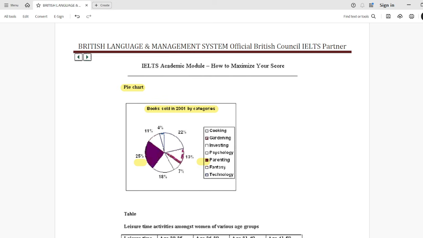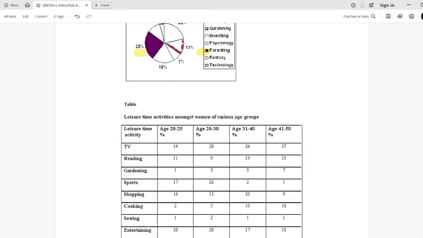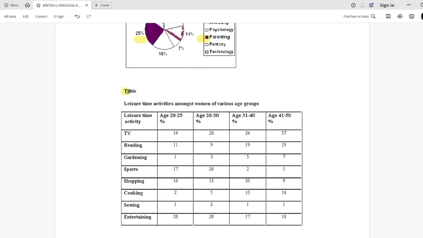Next we have a table that is also a very important part of your IELTS exam. Again here you can see these are the leisure time activities among women of various age groups, and age groups starting from 20 ending at 50, and there are different categories. You have to write down the start. It can be the given table describes the leisure time activities among women of various age groups from age 20 to 50. Okay, so that will be the introduction part, which you have to write down.